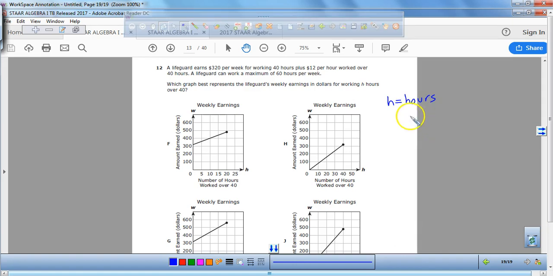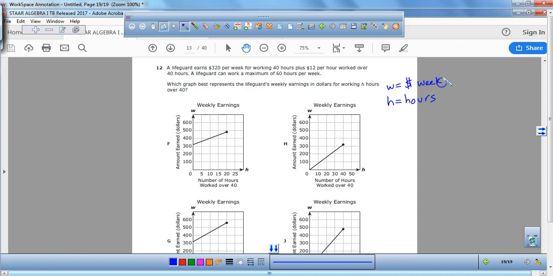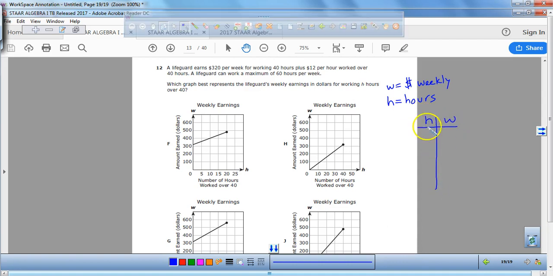Okay, and I'll just put D equals right here. I'll put W right here for the weekly earnings. That's the money. Do a better dollar sign there. There we go. Weekly earnings. Weekly money. Alright, so if we're going to make a table for H and W.